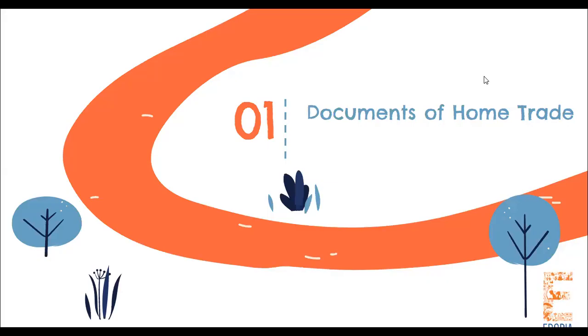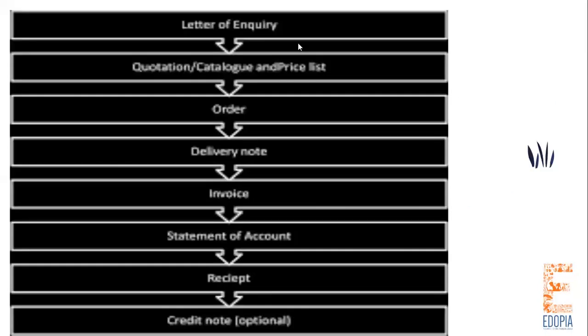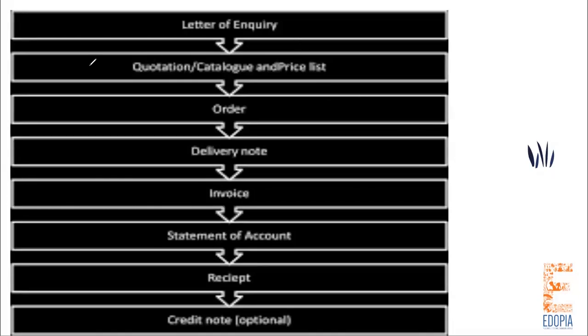Chapter 15, Documents of Home Trade. In this chapter, we are going to be studying different documents that are required when a transaction takes place between the buyer and the seller. From the letter of inquiry, as we move further, we see there's the quotation or catalog, then the price list, order, delivery note, invoice, statement of account, receipt, and trade credit note. This is the chronological order that we're going to follow when discussing these documents of trade.